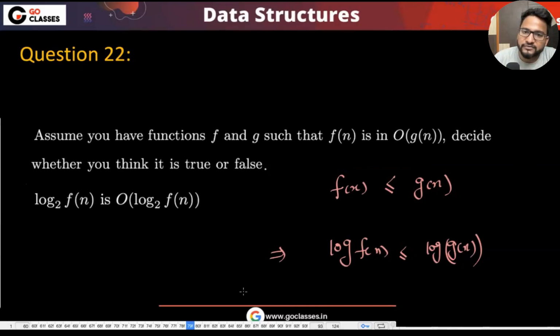No, don't take decreasing functions and all. Just take increasing functions only, because time complexity and space complexity are always increasing functions. So in the algorithm, we will talk about the increasing functions.